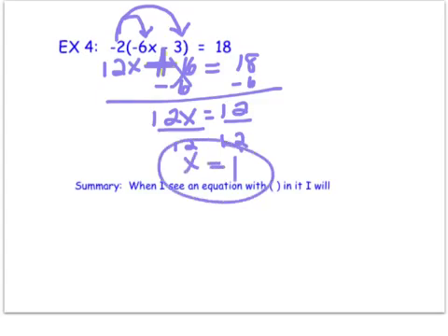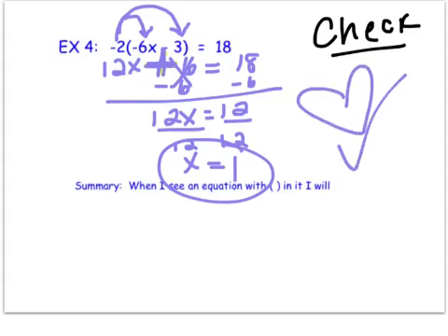Phew, that was tricky. Okay, what I want you guys to do is the check on your own. I want you to go back and put this 1 in where you see the x, and do your check right here. When you're finished with your check, you've got to raise your hand so you can get love and a check. And then you have to do the summary.